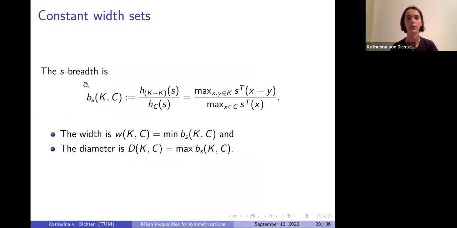So here is a formal definition of the breadth. The breadth of the set K with respect to another set C is given by the fraction of the support function of K minus K over the one of C. If you're talking about the constant width sets, you want that the breadth will be equal in any direction, right? So you can define the minimal breadth, which is the width, and the maximal breadth, which is the diameter. And when it's constant width, it means that all the breadths are constant and the width is also the diameter.